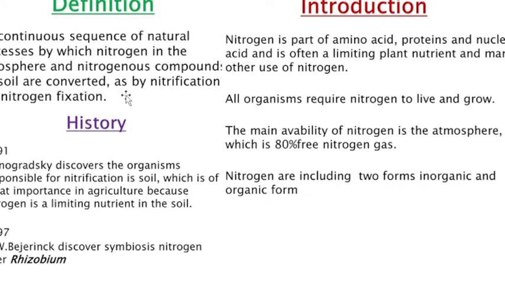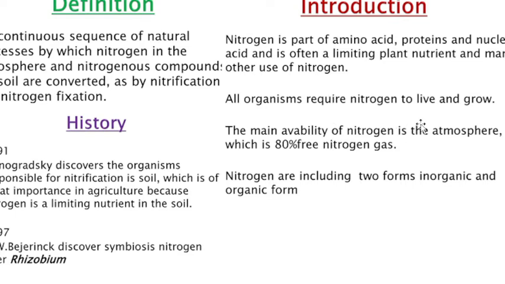or through organic composts. In the year 1897 another scientist, M.W. Beijerinck, discovered the symbiotic nitrogen fixer Rhizobium. Rhizobium fixes atmospheric nitrogen. So who discovered this? M.W. Beijerinck. Now, nitrogen is a part of amino acids, which are the basic molecules of our body, and also of proteins and nucleic acids, and it is often a limiting plant nutrient. Nitrogen plays a great role in our life.